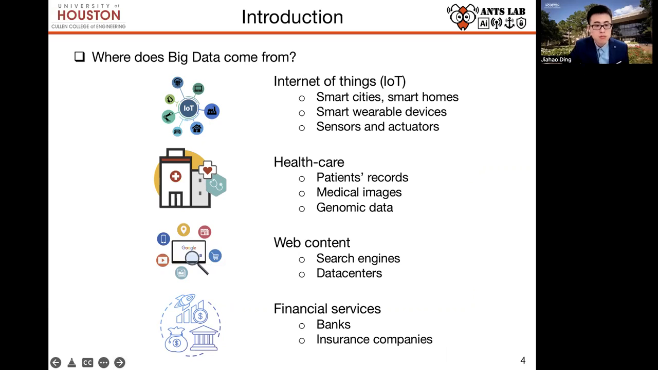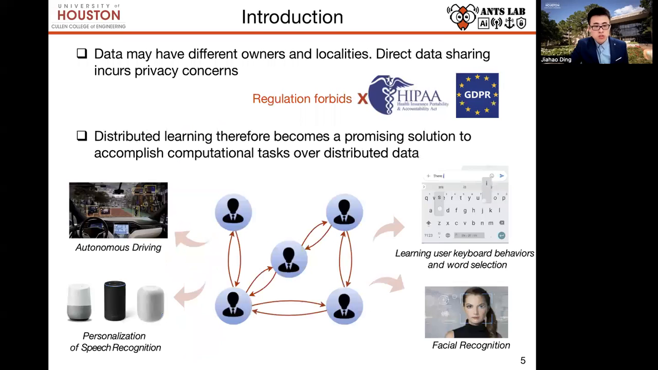So as we all know, by making models bigger and feeding them more data, we can achieve better performance in learning, right? The case is that the data may have different owners and localities. So directly sharing the sensitive data may incur serious privacy leakage, and is also forbidden by regulations, for example, HIPAA and GDPR. So distributed machine learning becomes a promising solution to conduct tasks over distributed data.